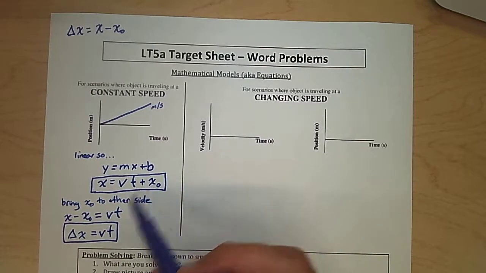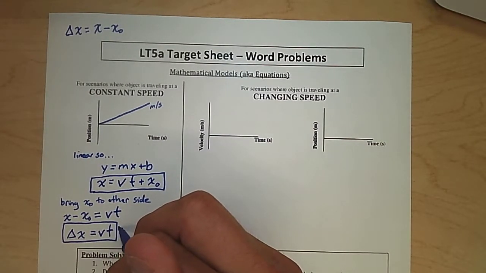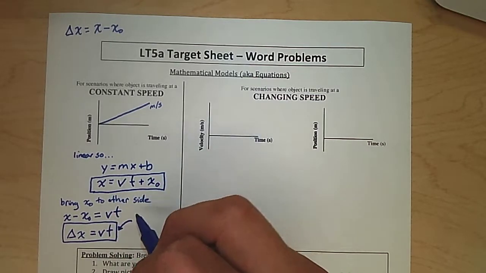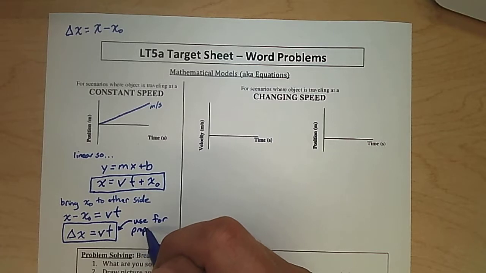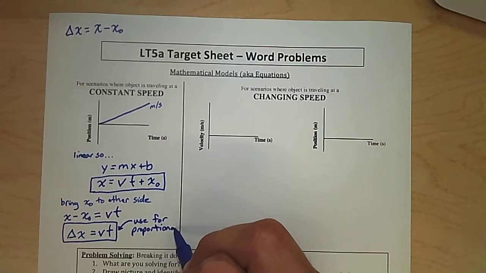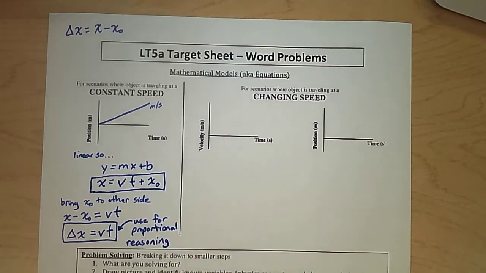So why would we want to use one or the other? Well, it just depends on the situation. We haven't talked about this just yet, but this type of equation we're going to want to use for proportional reasoning. And if you're not sure what proportional reasoning is just yet, that is okay. That'll come in later.